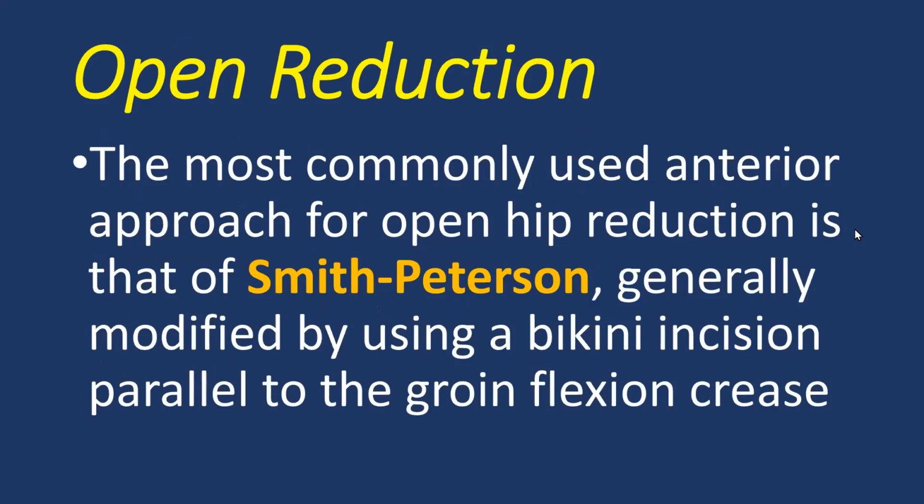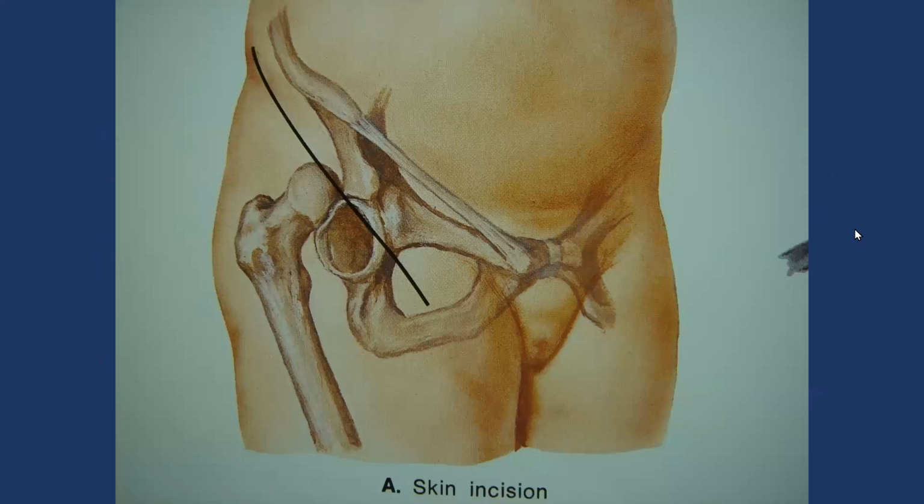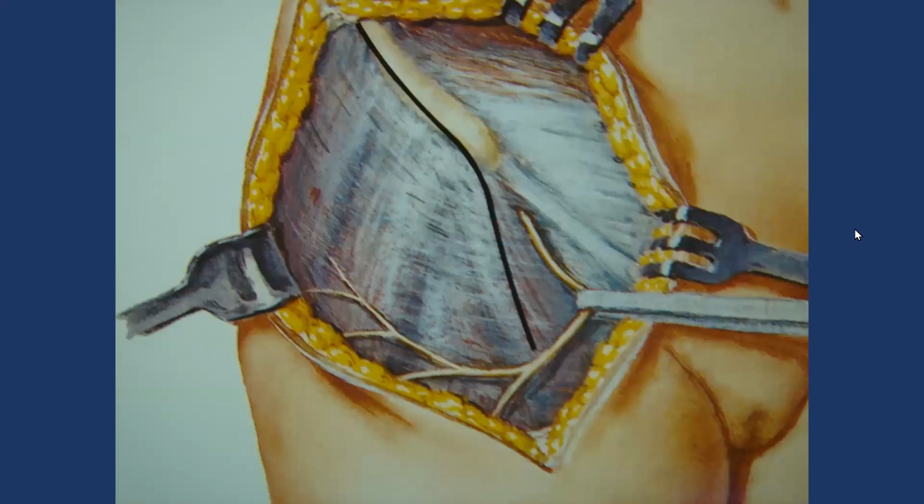The most commonly used anterior approach for open hip reduction is that of Smith-Petersen, generally modified by using a bikini incision parallel to the groin flexion crease. This is the approach we use. Look at it well. Look at the inguinal ligament. Look at the iliac crest. You have to pay attention to the lateral femoral cutaneous nerve. You reach the tensor fascia lata, and the lateral femoral cutaneous nerve comes in your face.